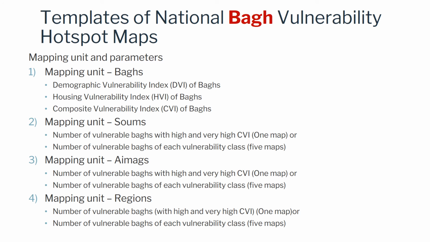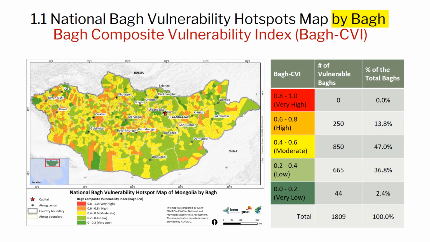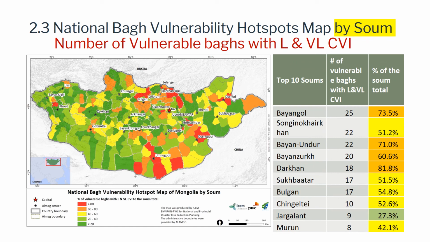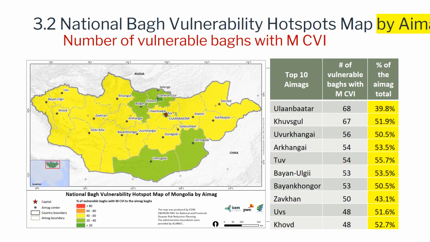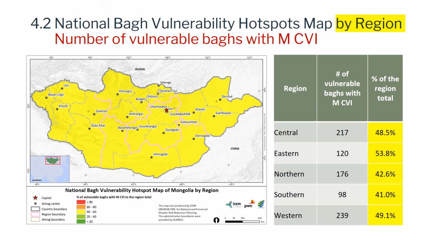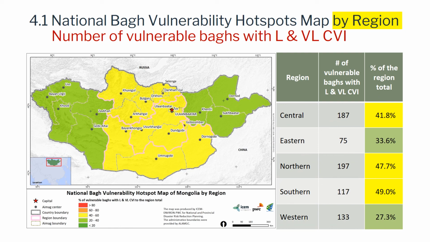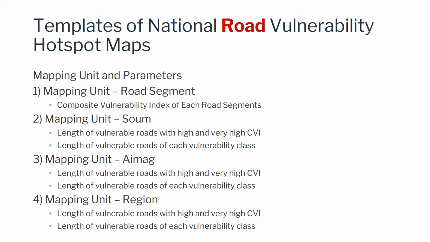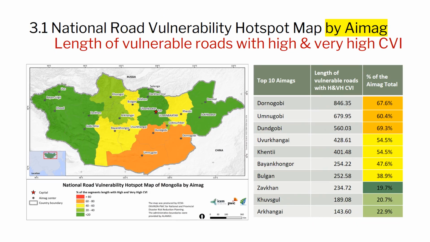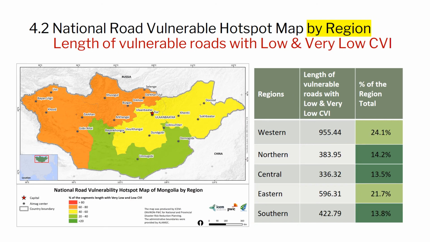Map outputs include the back demographic CVI, composite by back, national back, CVI by SOM for low and very low, high and very high CVI, and medium by the IMAC, number of vulnerabilities back, CVI by region for low and very low CVI, and the road vulnerabilities hotspot map. We have this. Thank you very much.